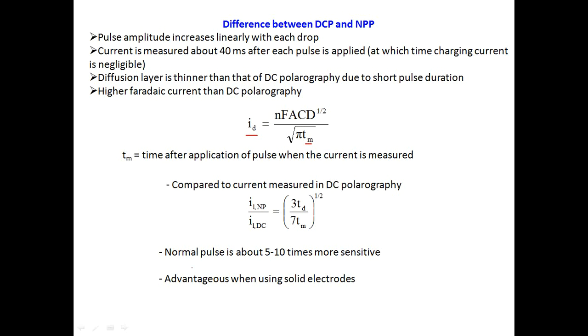Normal pulse polarography is about 5 to 10 times more sensitive than DC polarography. And one more advantage is that it can be applied for solid electrodes also.